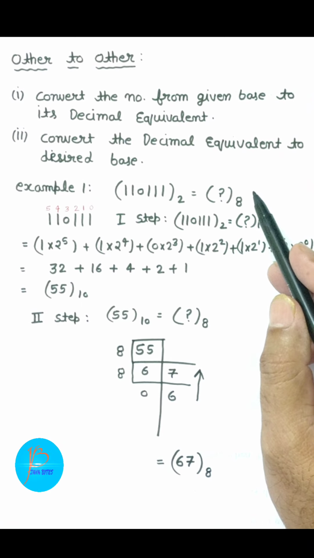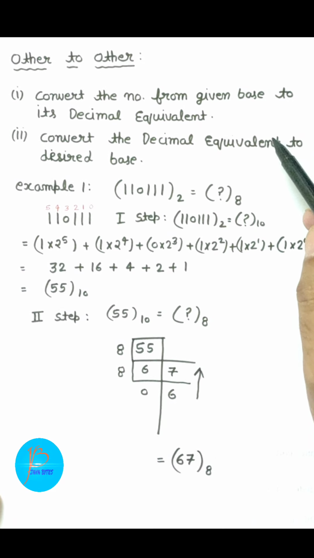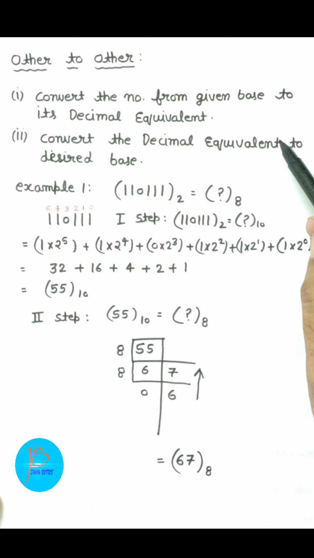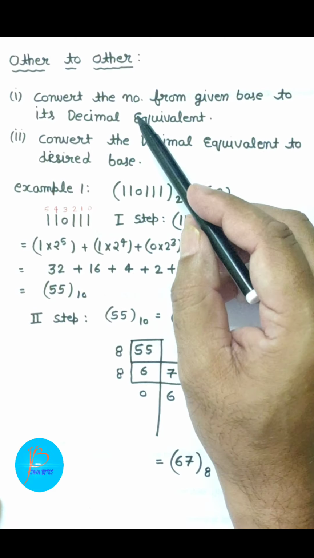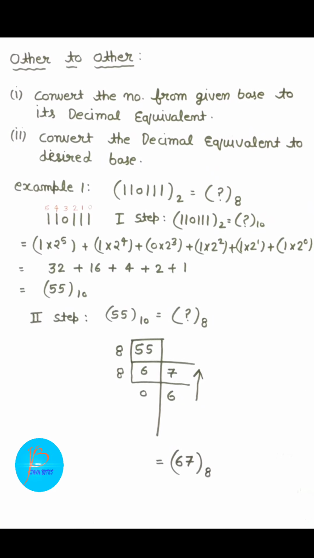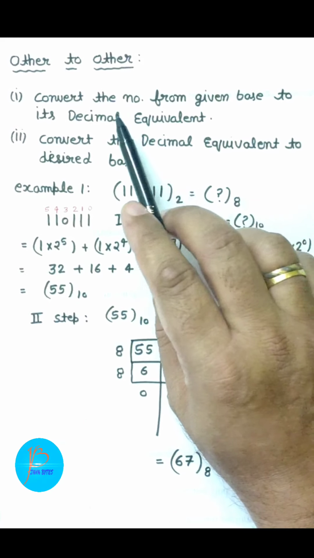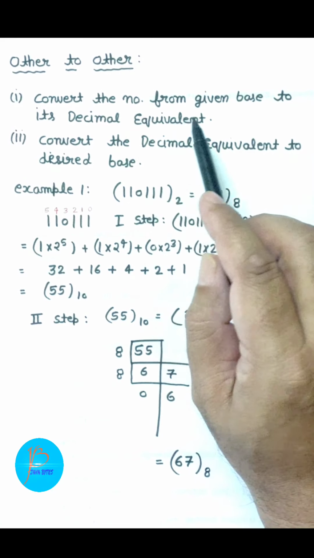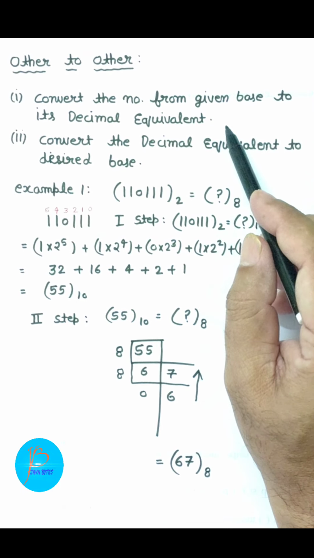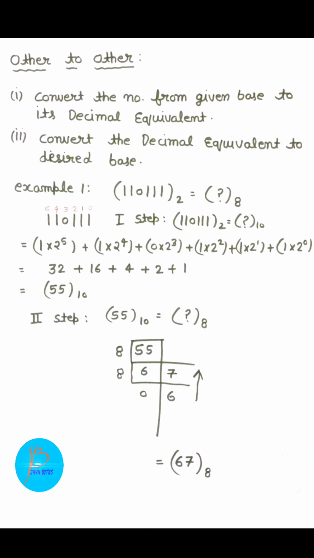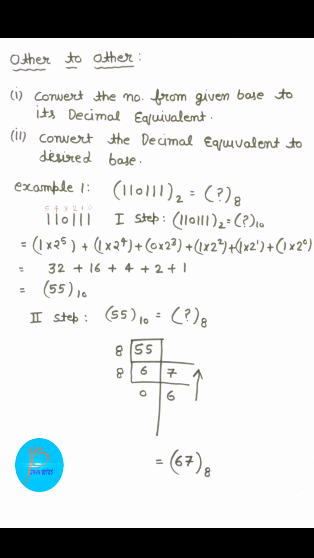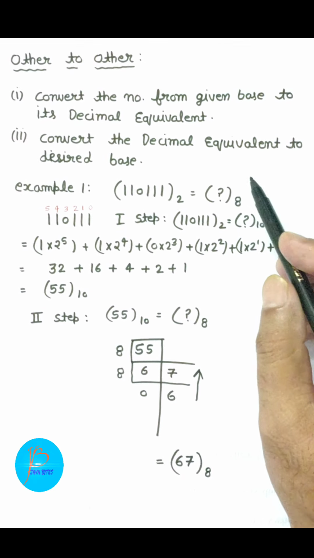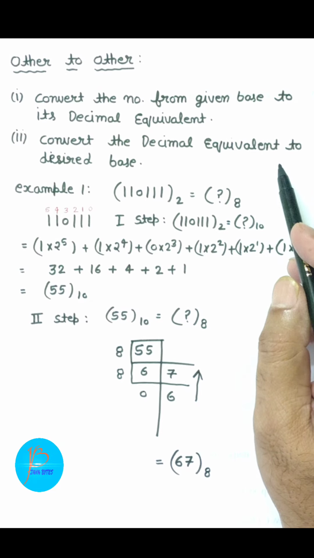For solving this type of problem we have two methods. The first one is a longer one, a little bit complex also, but we have to go through this. So now look at the first method, children. In this, the whole solution is a two-step process. In the first step we will convert the number from the given base to its decimal equivalent on the base 10, and after that whatever the result is, we will convert that decimal equivalent to the desired base.